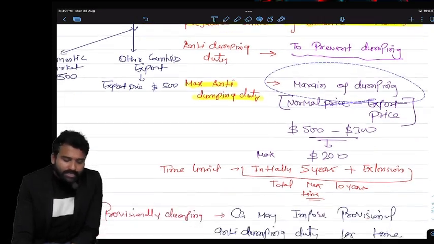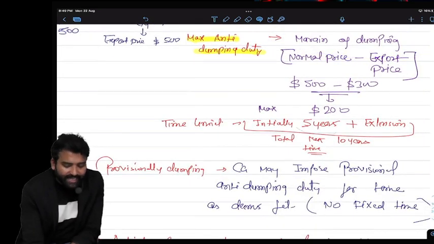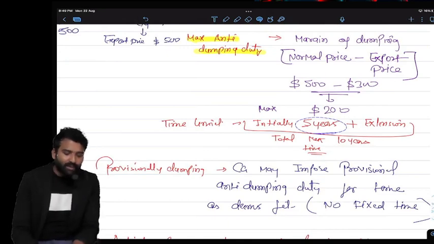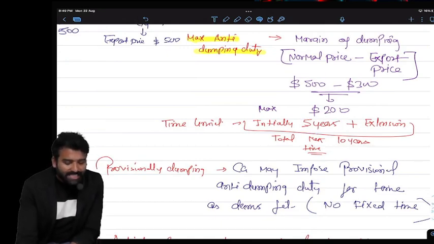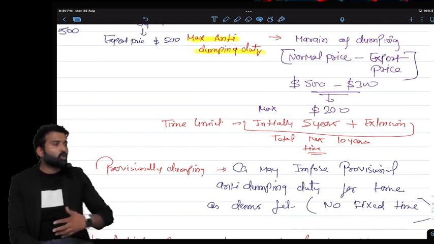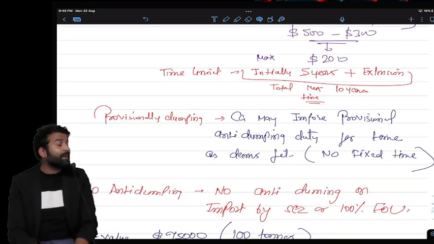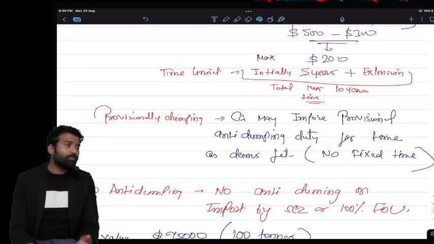Okay. Now this anti-dumping duty can be levied for how many years? It can again be levied for 5 years. How can we extend the duty? Maximum time limit should not exceed 10 years. So 5 years plus extension, the total time period should not exceed 10 years. Again, anti-dumping duty can be provisionally levied, but there is no fixed time period.